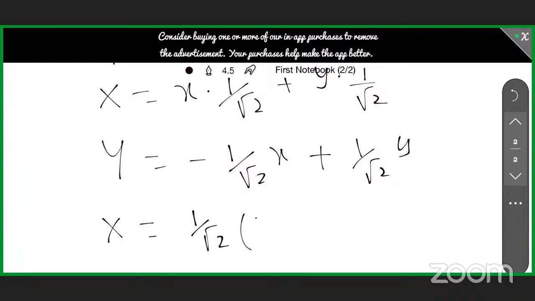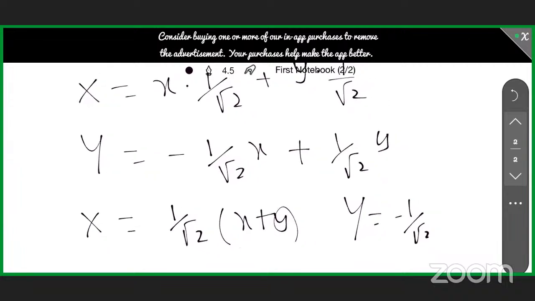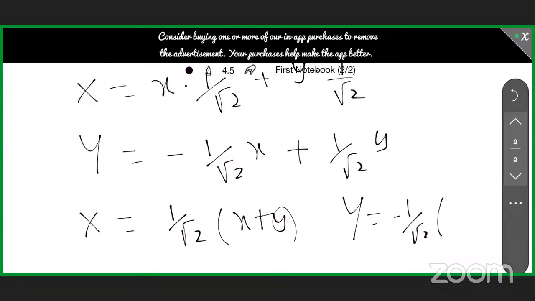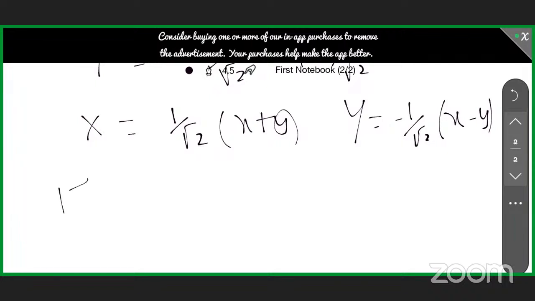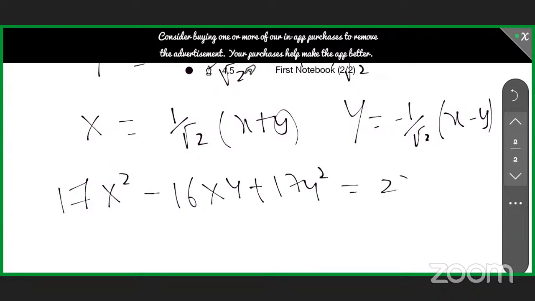1 by root 2 into x plus y. And capital Y will be equal to minus 1 by root 2 into x minus y. So what is my equation? My equation is 17x square minus 16xy plus 17y square is equal to 225.